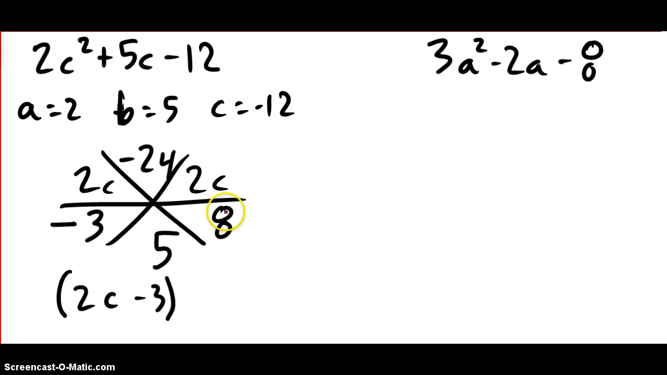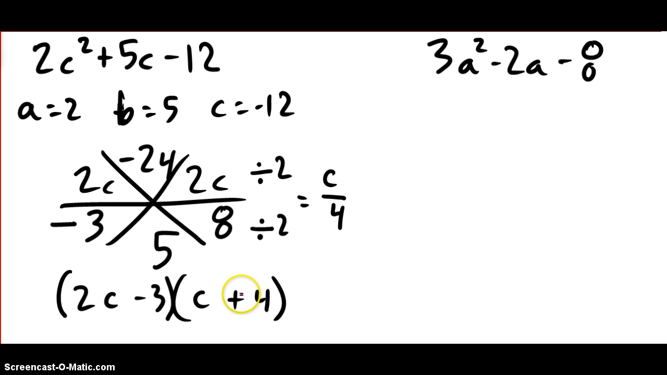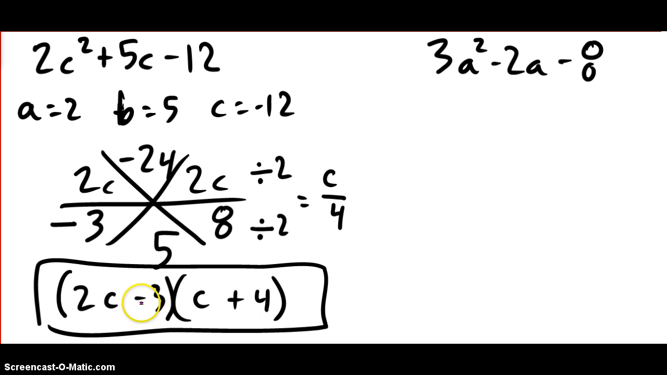Okay, here, 2c over 8. Can I simplify that? Yes, I can. Think of it as a fraction. I can divide by 2. Divide by 2. So that's equal to c over 4. You see that? So in the same way, now we write this is c plus 4. This is a positive here, so it's plus. Okay, so here's our binomial. Now remember, you can always multiply this out and check to make sure it multiplies to get to this.